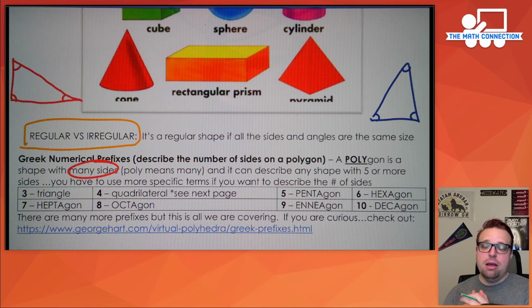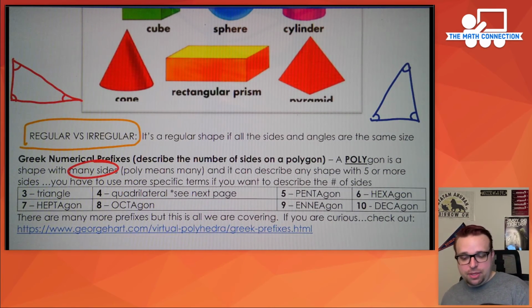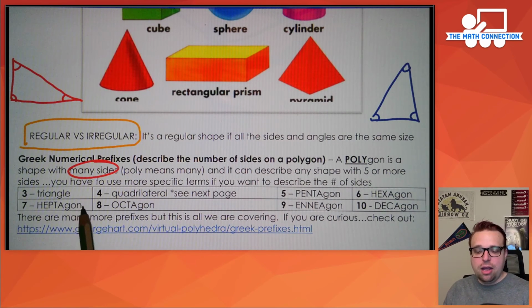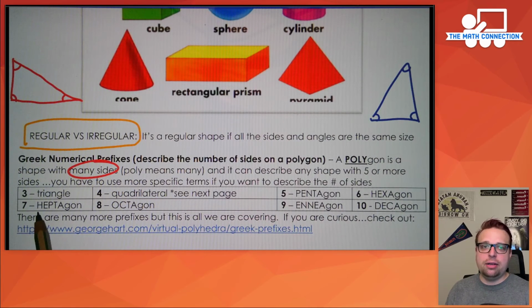Poly means many. So if a shape has 5 or more sides, you have to use more specific terminology to explain to somebody what type of shape it is, how many sides it has. So this is like a chart that you can look at. So if it's 3 sides, it's a triangle. We don't call that a trigon. I guess you could call it a trigon or a threegon. I wouldn't. It's just not. You'd call it a triangle.